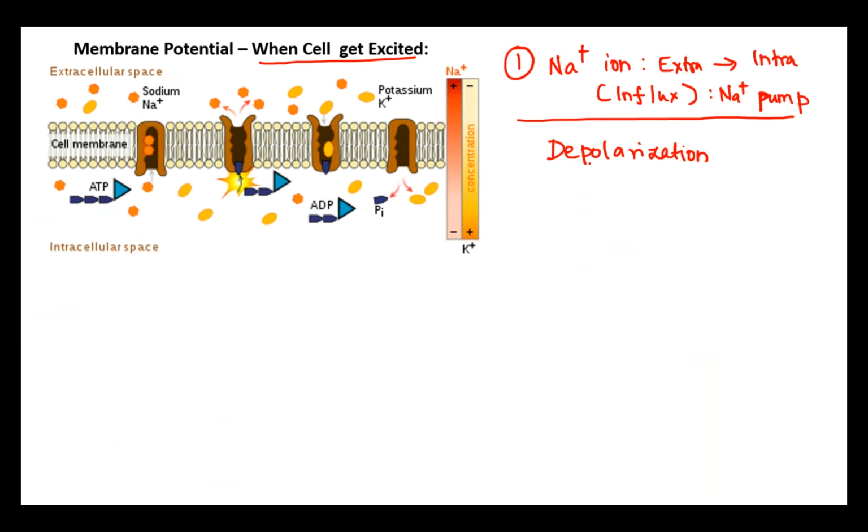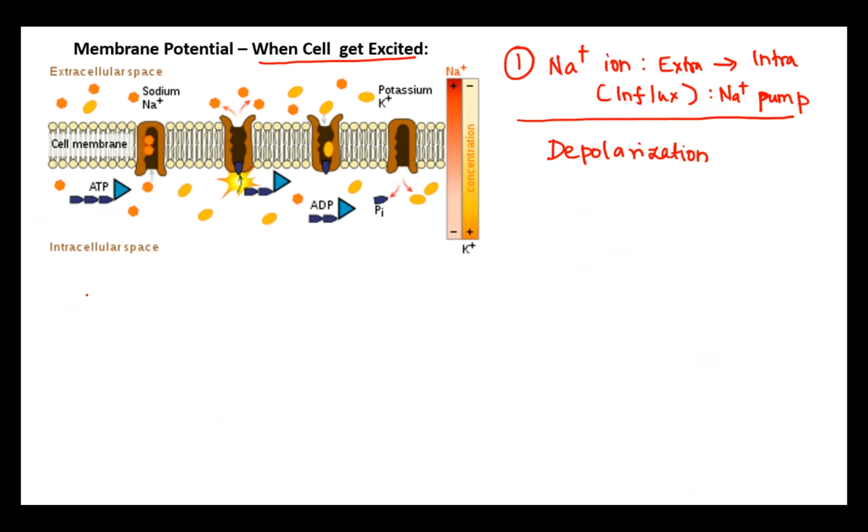Okay, so kindly make sure that depolarization is the first process that happens. Depolarization happens first. Okay, you can easily remember. So the first process is Na plus ions moving from extra to intra, it is called influx, and through the Na pump it is called depolarization.